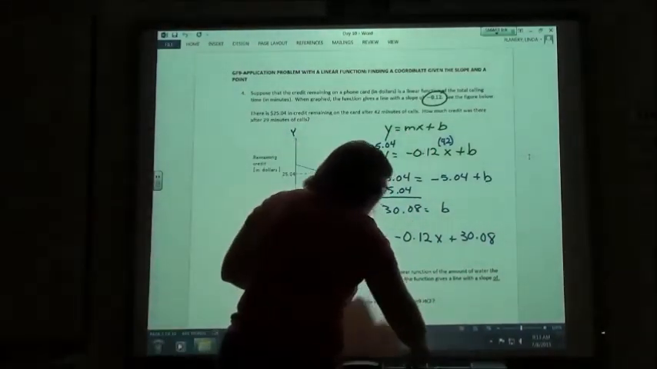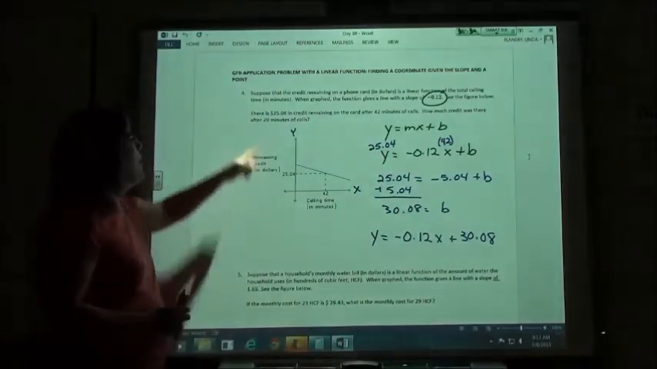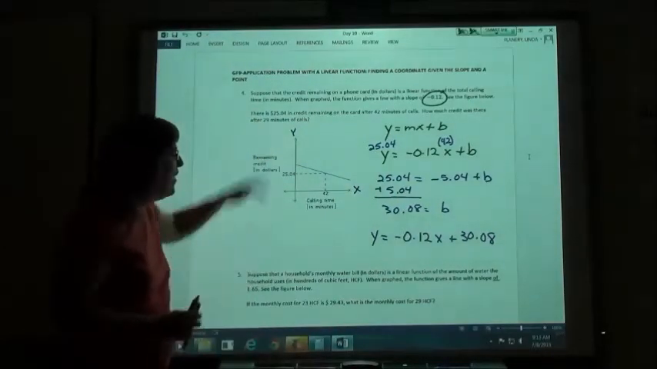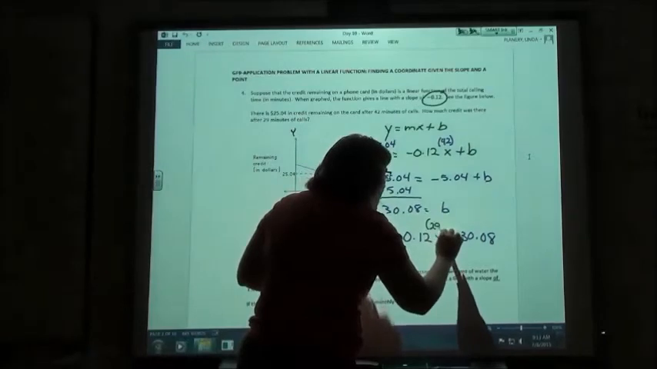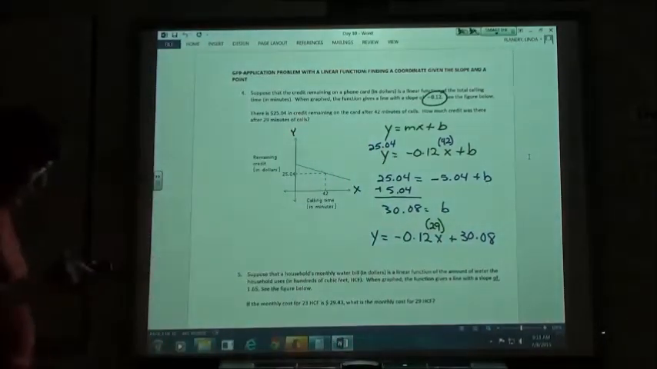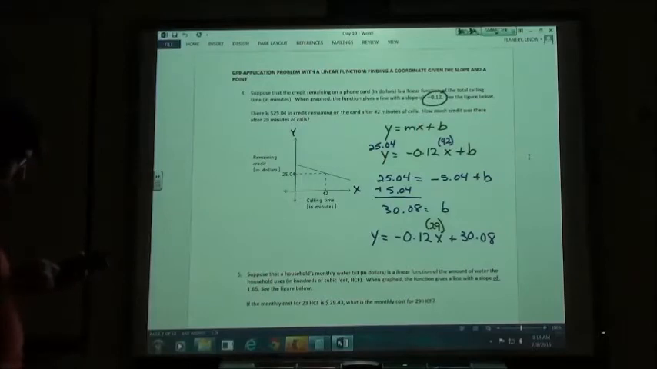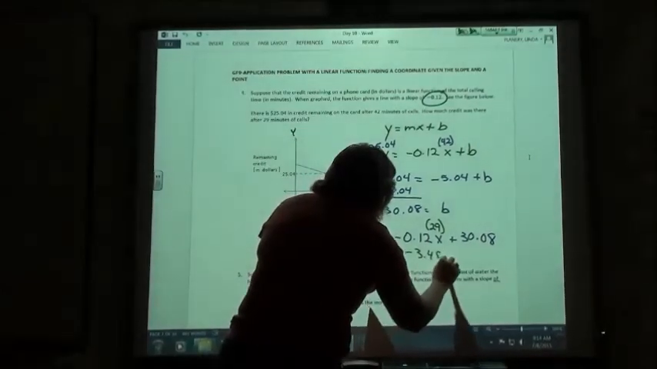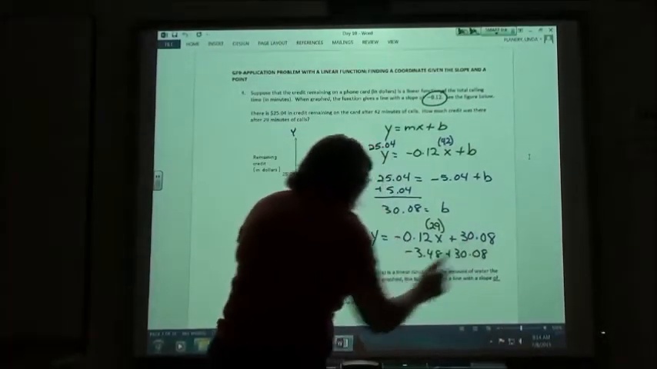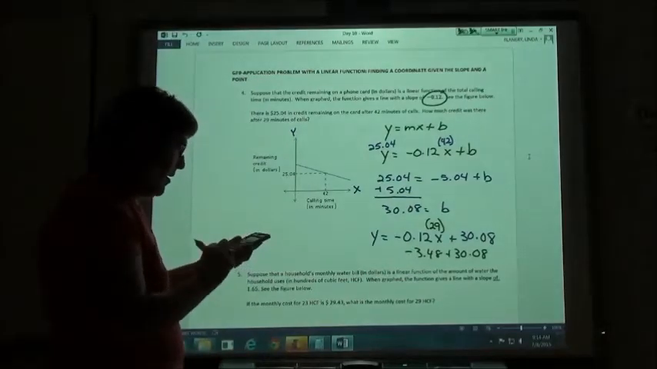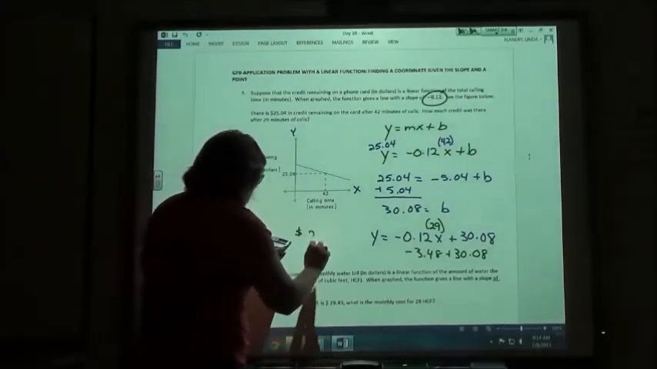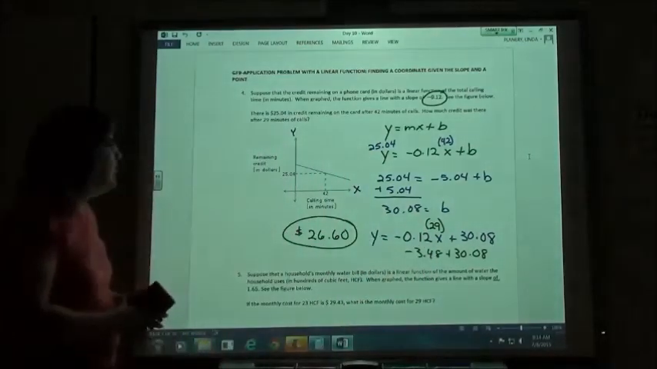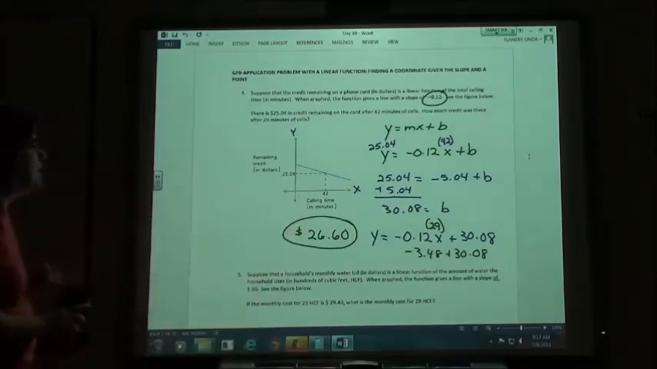Now I'm going to take my equation and solve it for if there were 29 minutes of calls. The number of minutes calling time is my x value. So I'm now going to put 29 in for my x and solve it. So negative 0.12 times 29 is negative 3.48 plus my 30.08. And so I'm going to get $26.60. So if I make 29 minutes of calls, it's going to cost me $26.60.